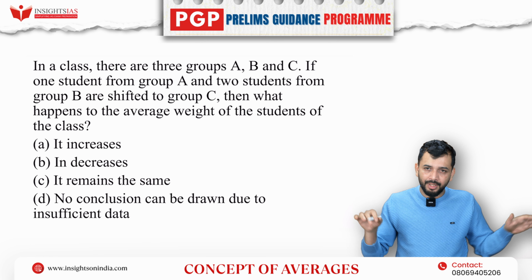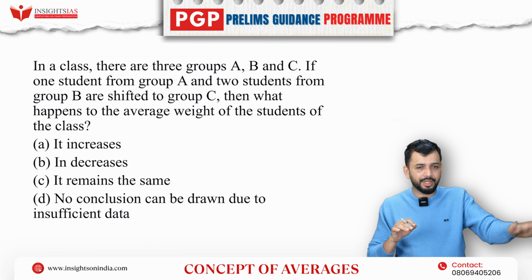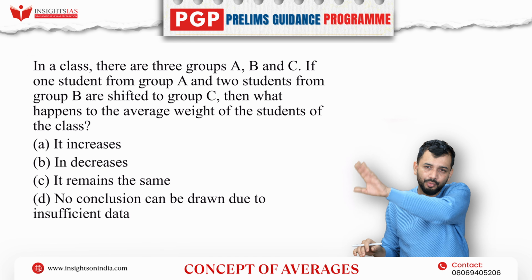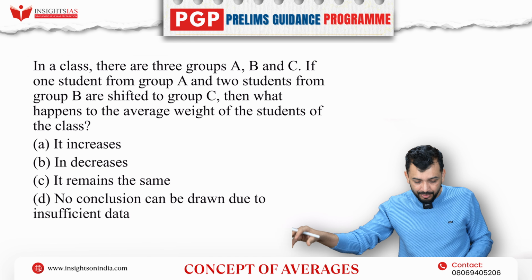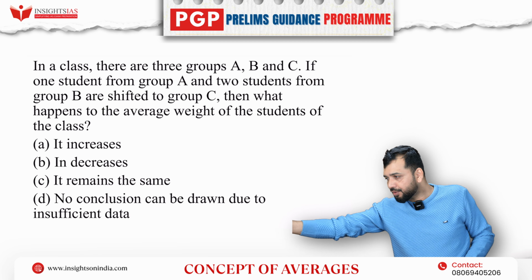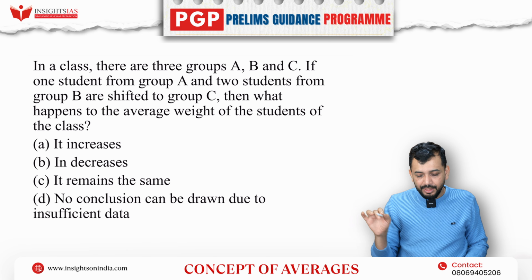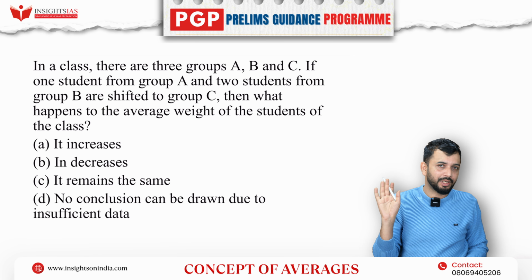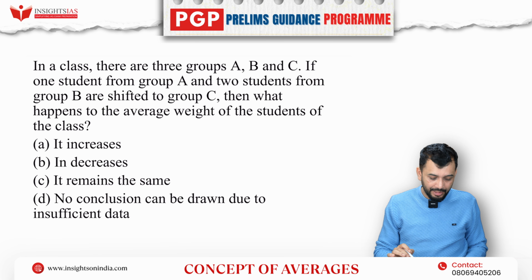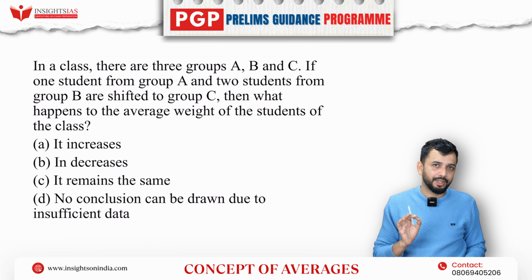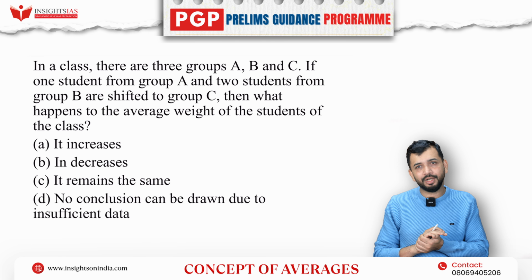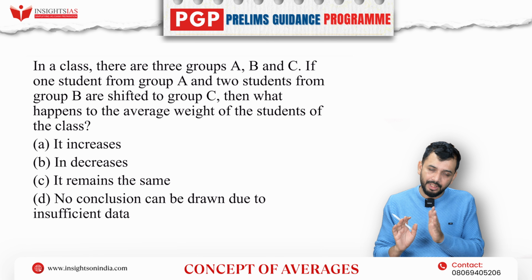So imagine that there is a class where there are 3 rows, group A, group B, group C. One student from group A has been sent to group C. 2 students from group B have been sent to group C. Now, what happens to the average weight of the students of the total class? Does it increase, decrease, remain the same, or no conclusion can be drawn? Now this will give you a conceptual clarity. So think about it and put the answer.